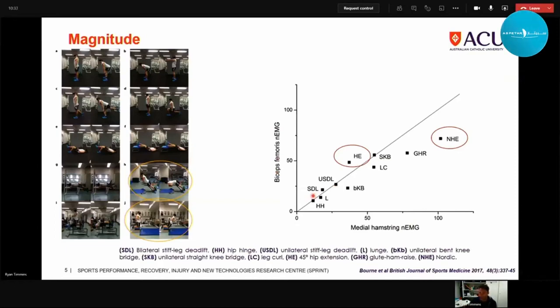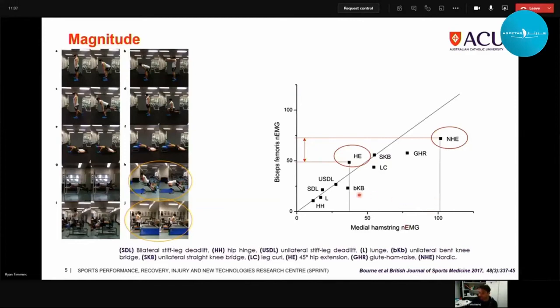But one thing that's missed a lot is this concept of intensity or magnitude. With our Nordics, we can see here, whilst they're a medial dominant exercise, they're still the greatest recruiter of our lateral hamstrings as well. Our hip extension, our greatest lateral hamstring recruiter, actually has a lower amount of lateral hamstring recruitment relative to the Nordic. So magnitude is really important. This intensity is really important.